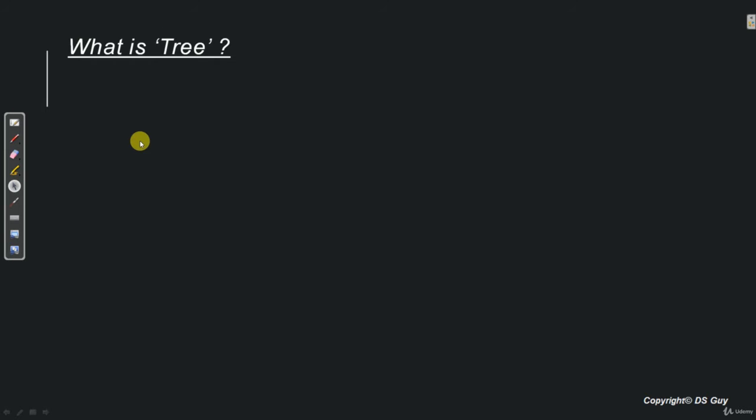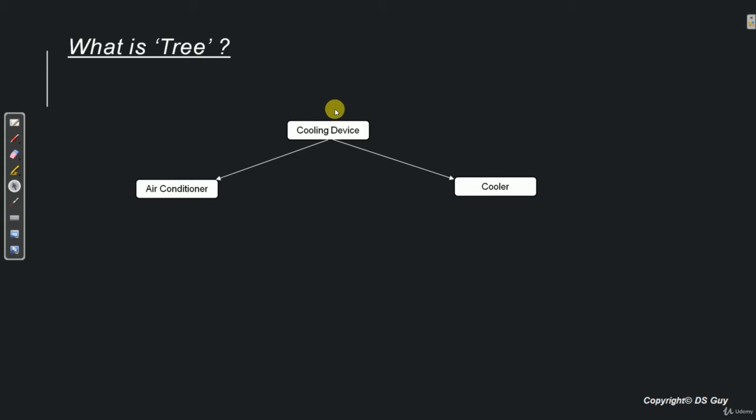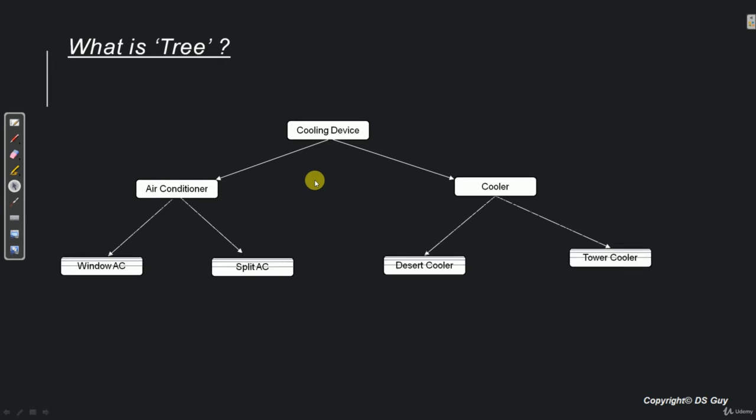So let's say this is summertime and we need a cooling device. Now when we go to the showroom, the salesman over there gives us two options. He says that either we can buy an air conditioner or a cooler. Now again, within these two options we have multiple sub options. That is, if we buy an air conditioner, there are two options. We can either go for window AC or split AC. Similarly, if we are buying a cooler, we have two options. Either we can buy a desert cooler or a tower cooler.